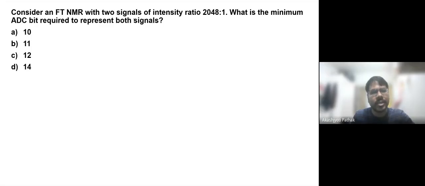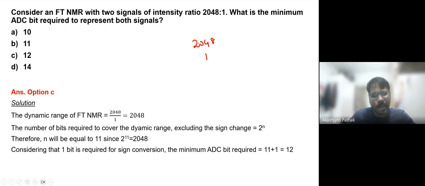So consider an FT-NMR with two signals of intensity ratio 2048 to 1. What is the minimum ADC bit required to represent both signals? So your maximum signal is 2048 and your minimum signal is 1. What is the minimum ADC bit required to represent both signals? So the answer has to be 11. It has to be 12, right? Because one bit will have to be kept for considering the sign of the frequency.